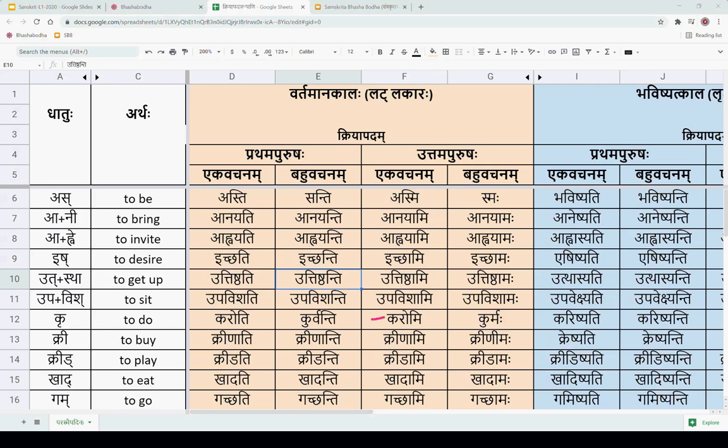Similarly in the Uttama Purusha we know here: karomi becomes kurmaha. Whereas the simple ones are just kridami, kridamaha. We know that. Patami, patamaha. But here it is not karomi, karamaha; it's karomi, kurmaha. Here it is krinami, krinimaha.